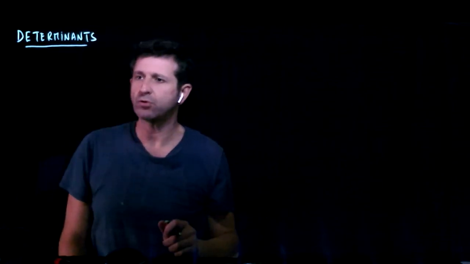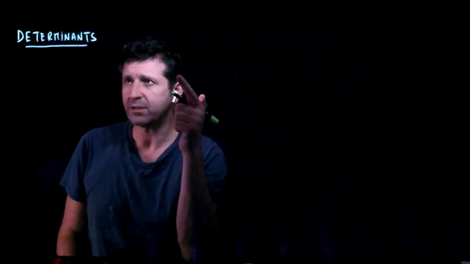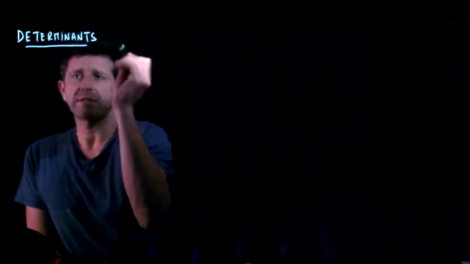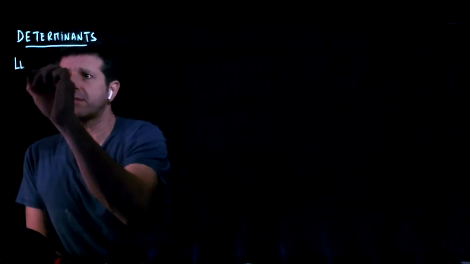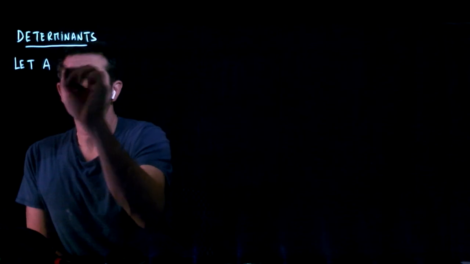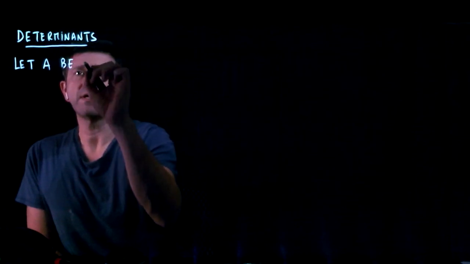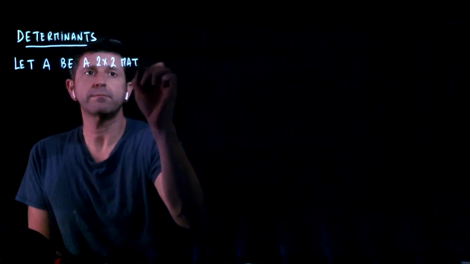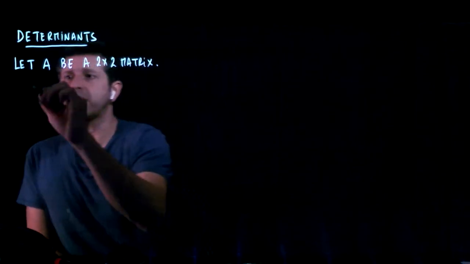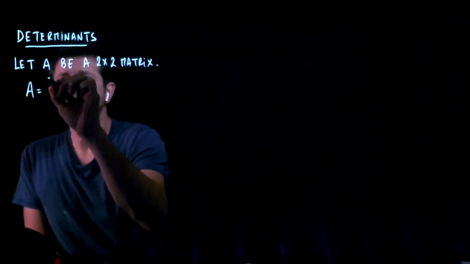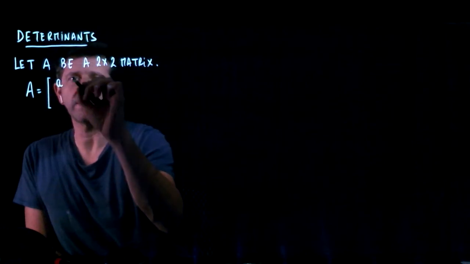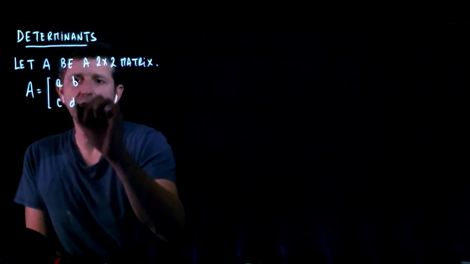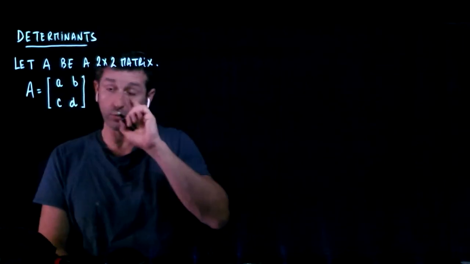Okay, so in this video, I'm just going to introduce what a determinant is and how to evaluate the determinants of any square matrix. So let me give you the definition first. Let A be a 2x2 matrix. Let's say A equals, so let me create a random 2x2 matrix, A, B, C, D, the most general 2x2 matrix.